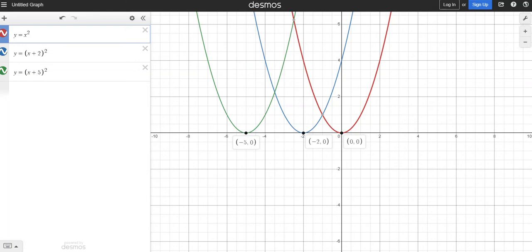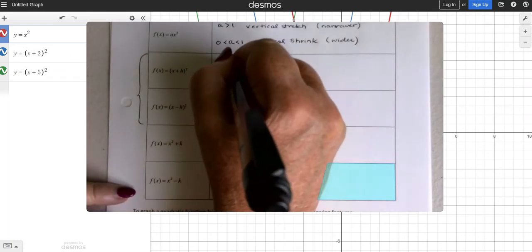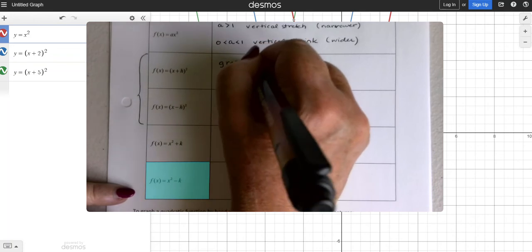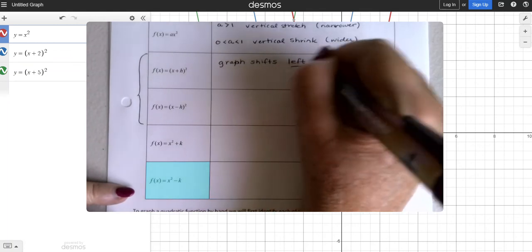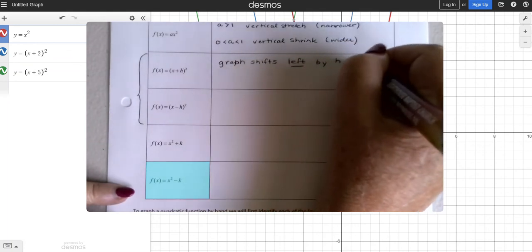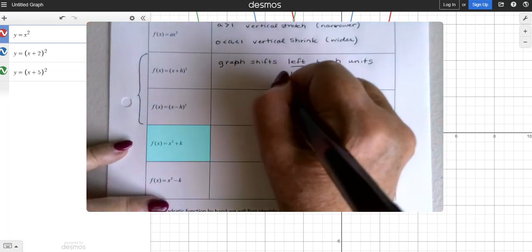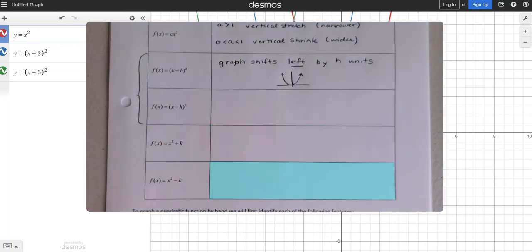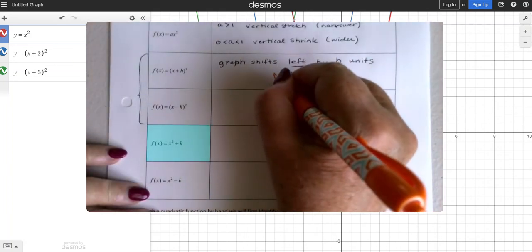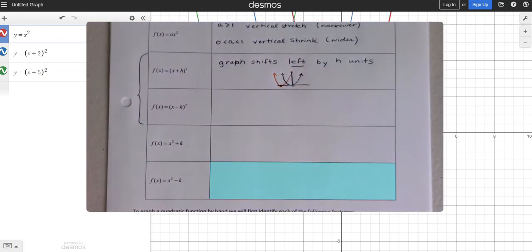Let's get that down. So the graph shifts left by h units. If I have my original parabola here, the new parabola was over here, moved left by however many units.